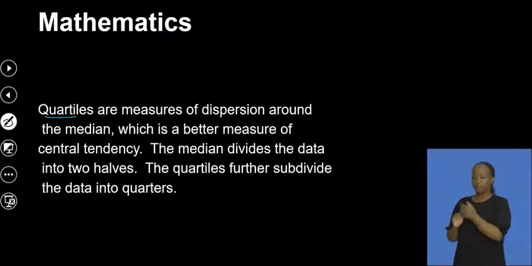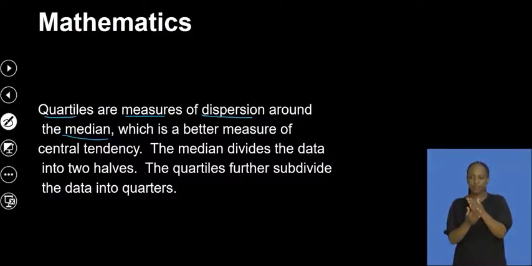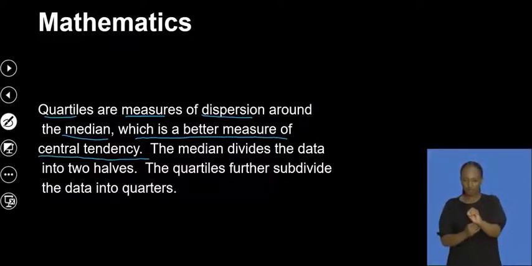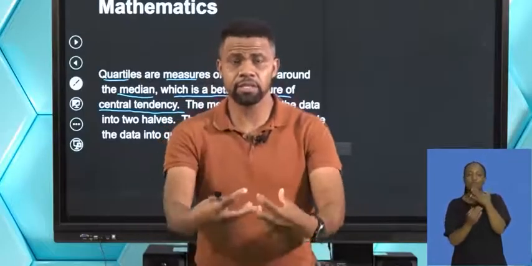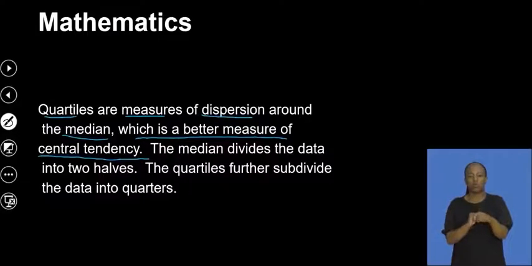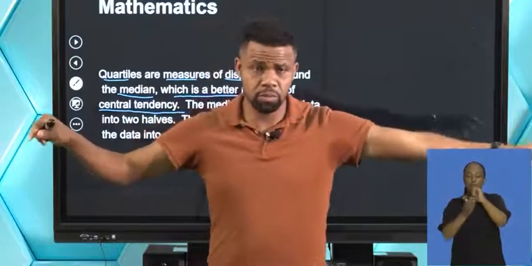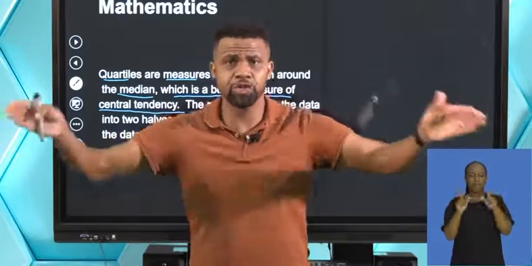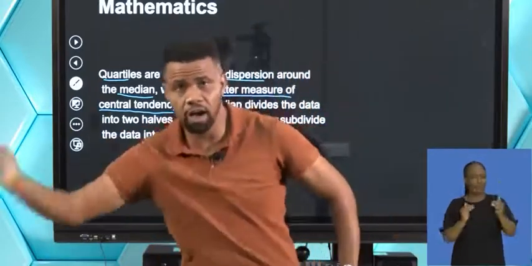So quartiles are a measure of dispersion around the mean, which is a better measure of central tendency. Remember, central tendency is clustered around the mean. What is clustered around the mean? Mean, median, and mode. Okay. So quartiles are a measure of dispersion. Dispersion is what? It's kind of your range. The highest minus the smallest one. That's the spread of the data. Okay. Think about it: if the highest minus the smallest gives you a bigger number, there's a huge gap between the lowest value and the highest value.